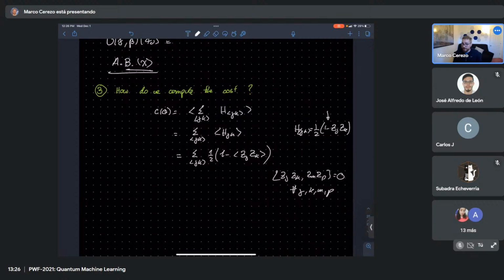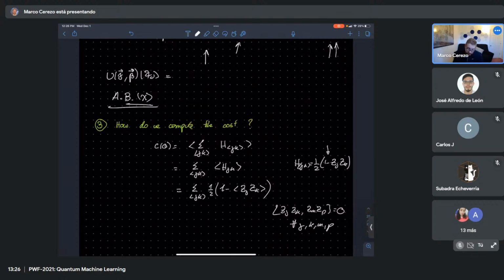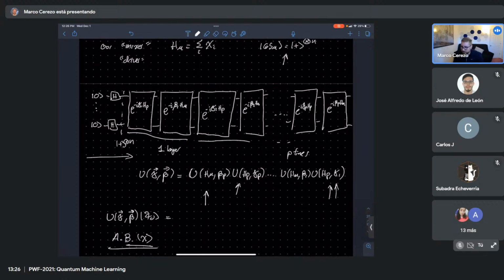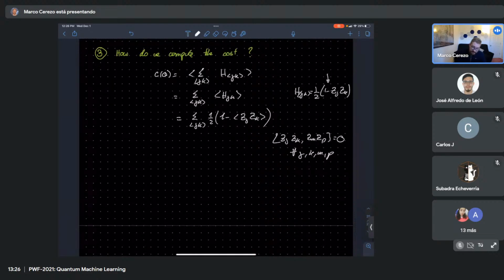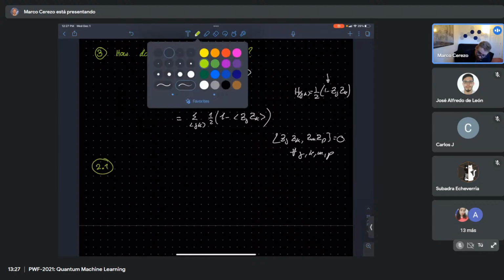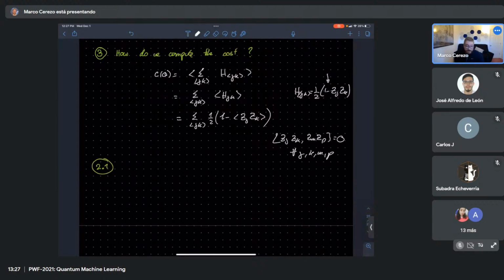Now, of course, there's something else that you might be asking. We were talking about implementing those big unitaries. Is it efficient? How do we actually implement that? I want to quickly mention that because it's worth it. So I'm going to do like 2.1. We're talking about efficiency. We know that the cost function can be efficiently estimated. How do we actually implement those operators?